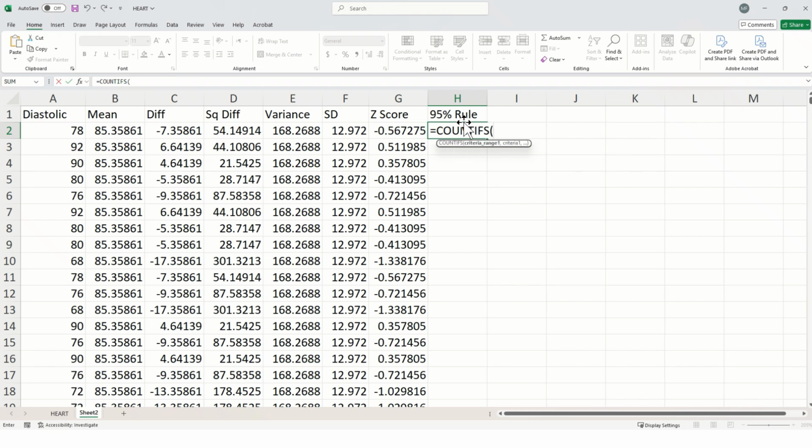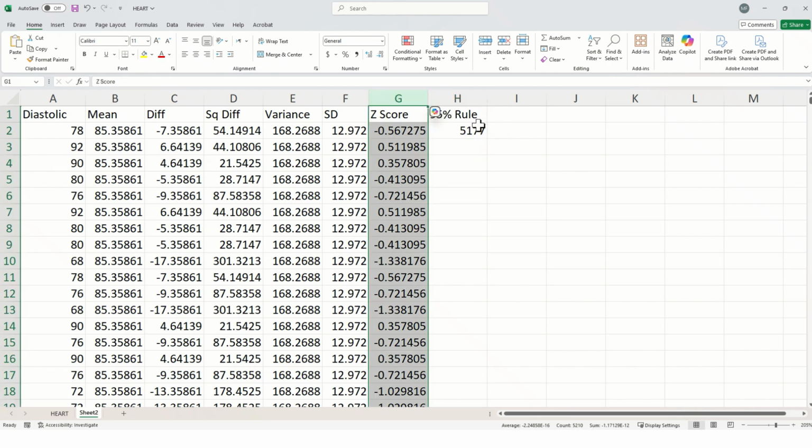open parentheses, column G to G, comma, quote, greater than or equal to -2, quote, close parentheses, enter. Okay, so now we see that of all the values in column G, 5209 values, 5177 values are above -2.